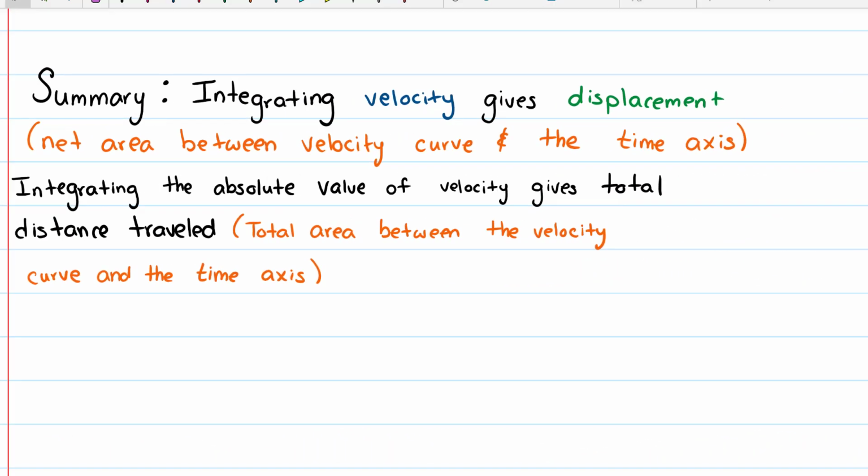So a little summary of what we've just done. Integrating velocity gives displacement, and displacement is the net area between the velocity curve and the time axis. Integrating the absolute value of velocity gives total distance, which is the total area between the velocity curve and the time axis. So integrating velocity gives displacement. Integrating the absolute value gives total distance traveled.